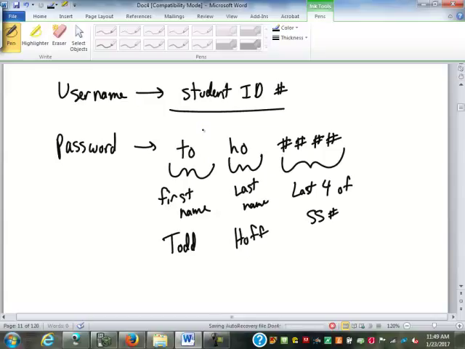Now there has been a little bit of a glitch in the system. They're supposed to be all lowercase letters. Some students have come up this semester with a capital for the first letter of their first name and a capital for the first letter of their last name. So it might be like that when you go to use it. At some point between now and Wednesday, I want you to try to log into Blackboard.